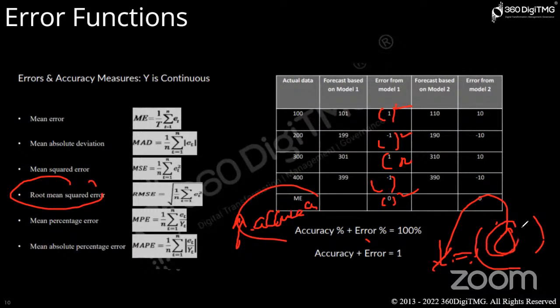Whatever the error rate we are getting, we will try to decrease as much as we can using the hyperparameter tuning. We'll do different iterations. We'll try to decrease the error rate in order to increase the accuracy of the model.